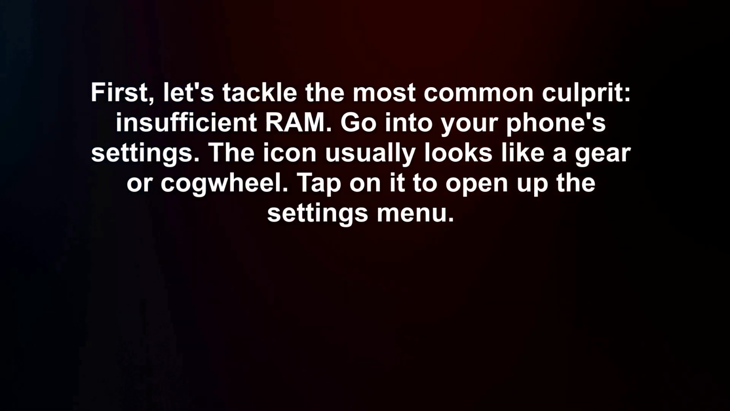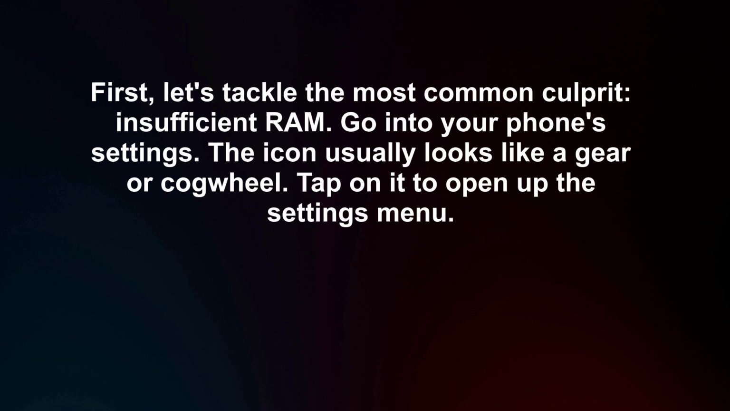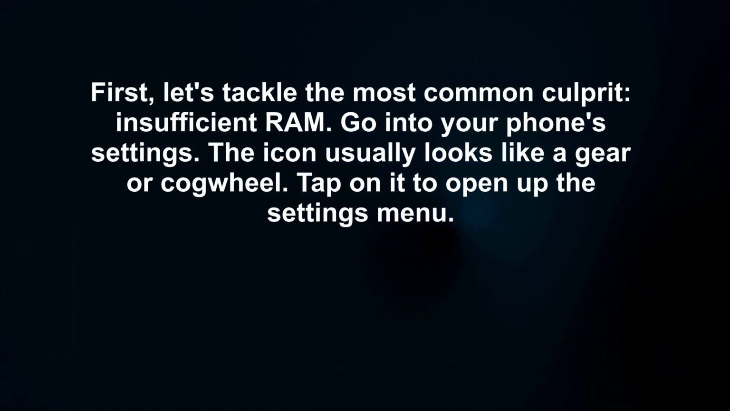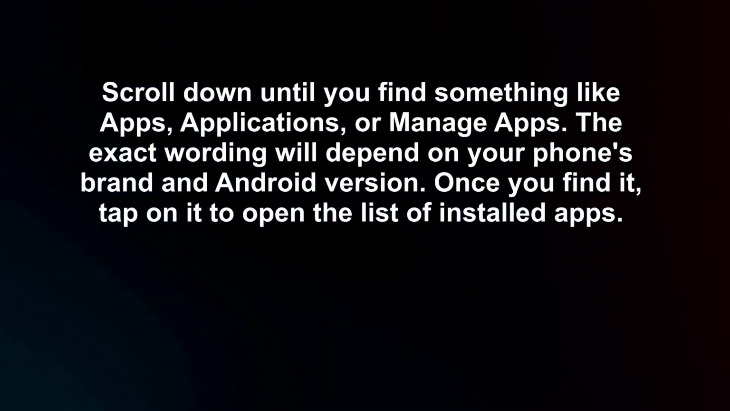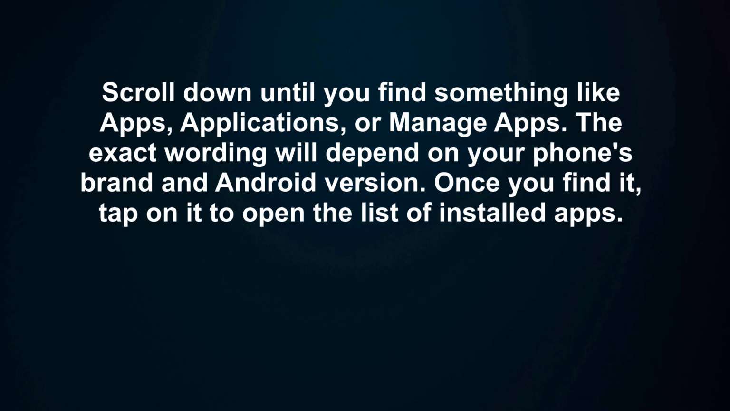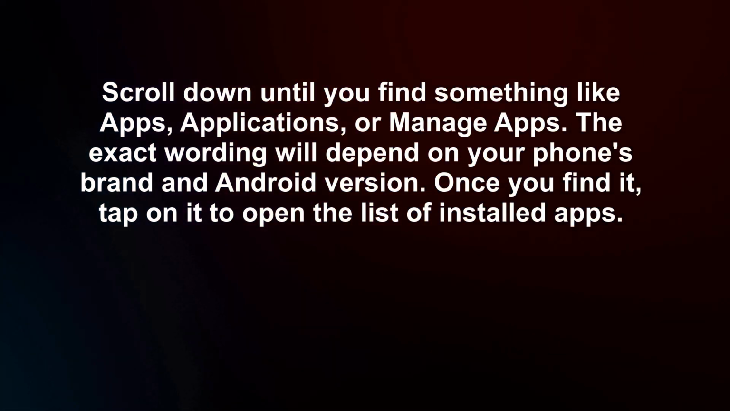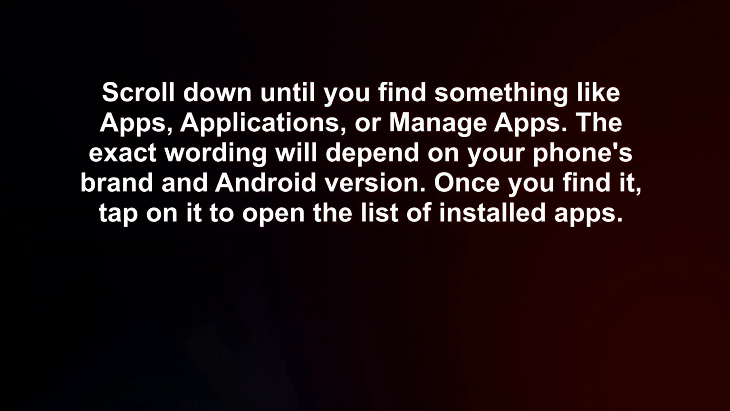Go into your phone's settings. The icon usually looks like a gear or cogwheel. Tap on it to open up the settings menu. Scroll down until you find something like Apps, Applications, or Manage Apps. The exact wording will depend on your phone's brand and Android version. Once you find it, tap on it to open the list of installed apps.